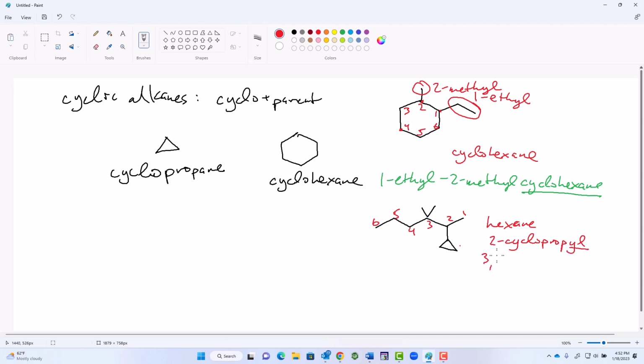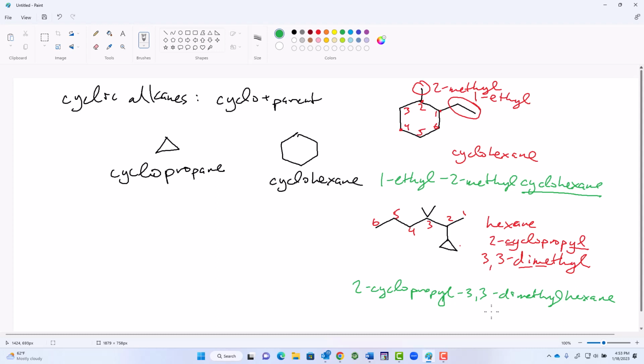And then we have a 3,3-di, because there's 2 of them, methyl substituent. How would we name this? We look at methyl and we look at cyclopropyl. Cyclopropyl comes first alphabetically, so we would put that first. So we would name this as 2-cyclopropyl-3,3-dimethylhexane. Long name, but if I gave that to anyone in the chemistry world, they would know exactly what I'm talking about.